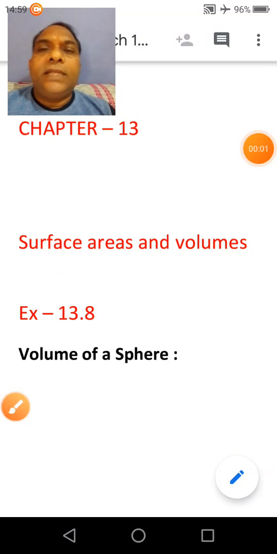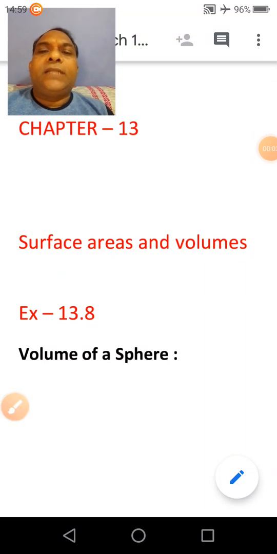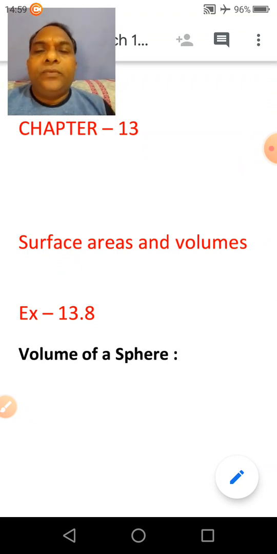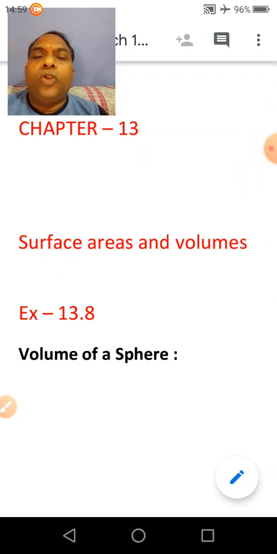Good morning, students. Now in chapter 13, surface areas and volumes. Next exercise is exercise 13.8. So in this exercise, we are going to learn about volume of a sphere.